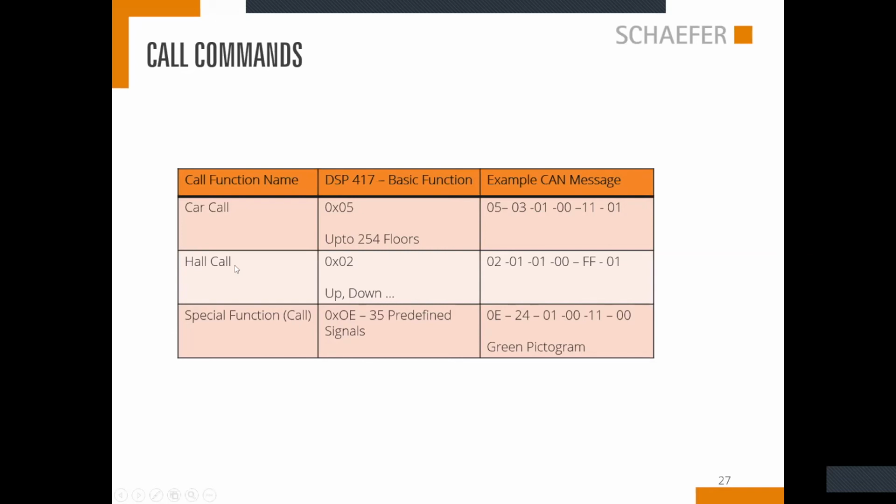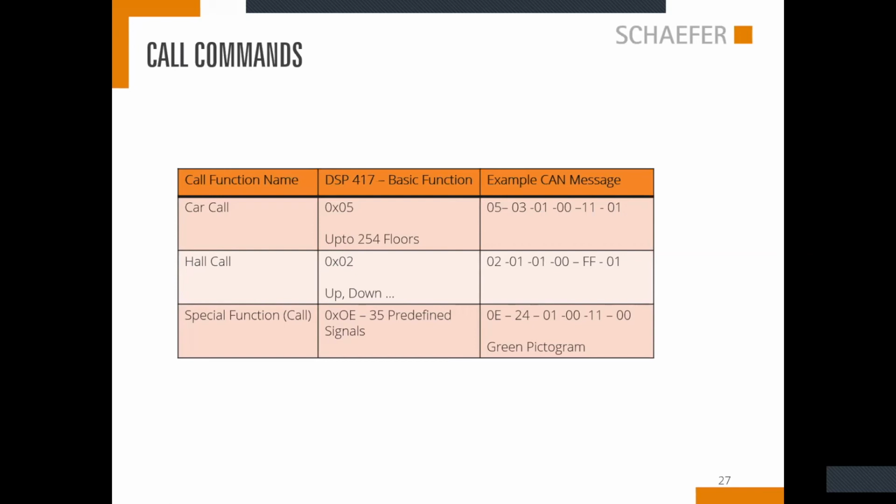It's similar for the hall calls. Hall calls are used in the floor panels. There we have the basic function of 02, and the subfunctions can be up, down, or up and down both together, or directional or unidirectional.